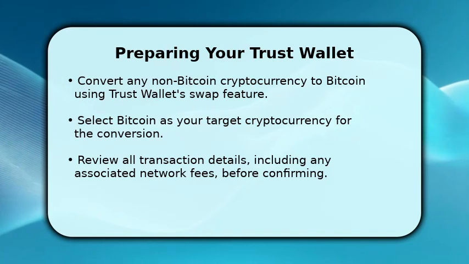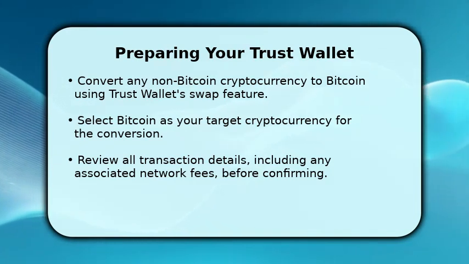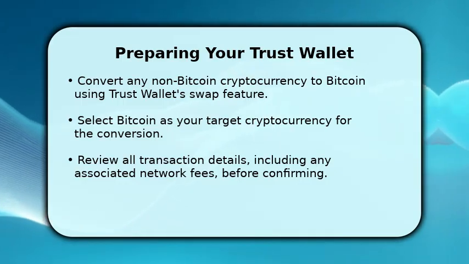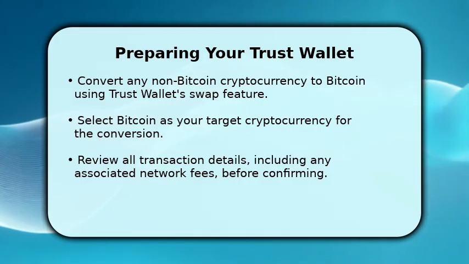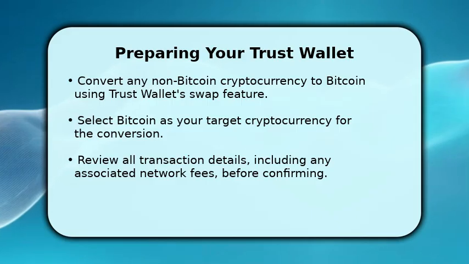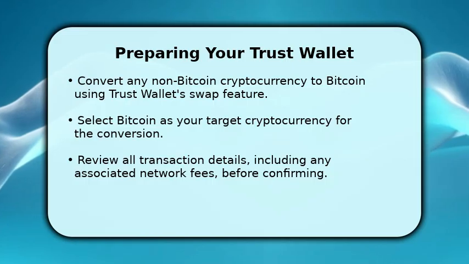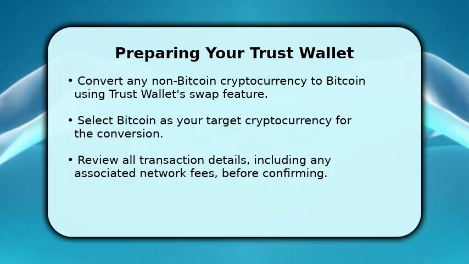Now, let's prepare your Trust Wallet. If you hold cryptocurrencies other than Bitcoin, you must convert them first. Use Trust Wallet's built-in swap feature to exchange your current crypto for Bitcoin. Simply select the coin you wish to convert, choose Bitcoin as the target, and enter the amount. Always double-check the transaction details and any network fees before you confirm the swap.